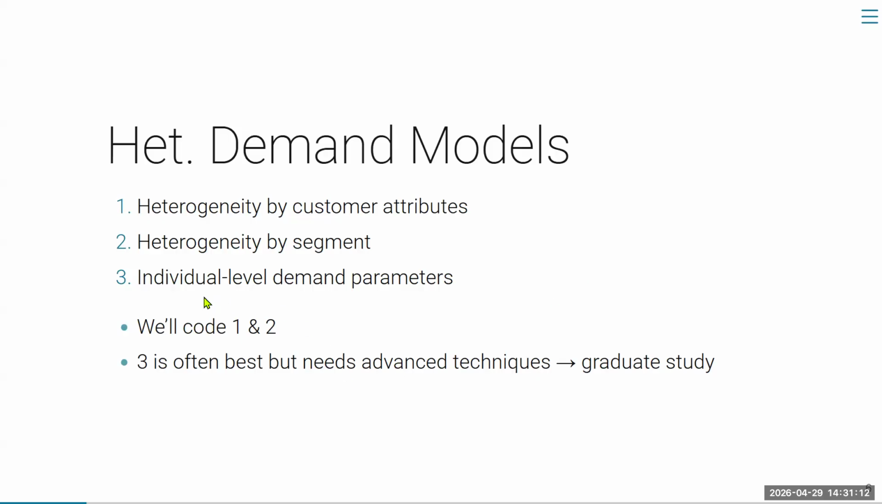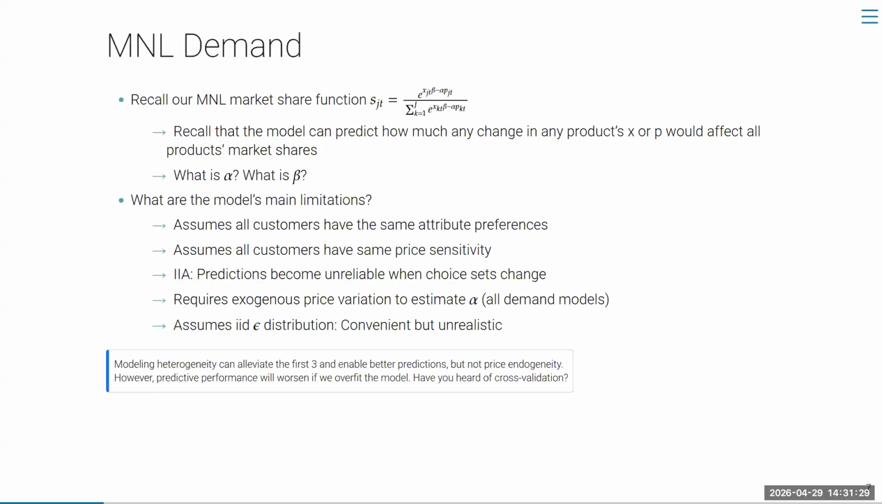There's a third approach that I'm going to name and give some voice to, called individual level demand parameters, but we're not going to implement that in our script. It's a little bit too complicated. It would crowd out too much time from other things.